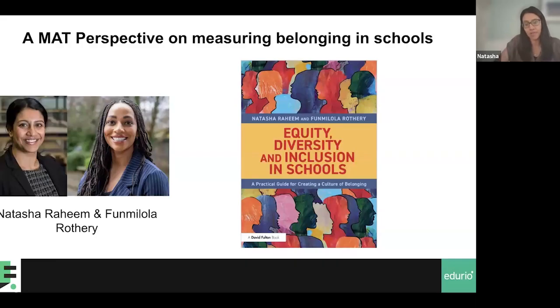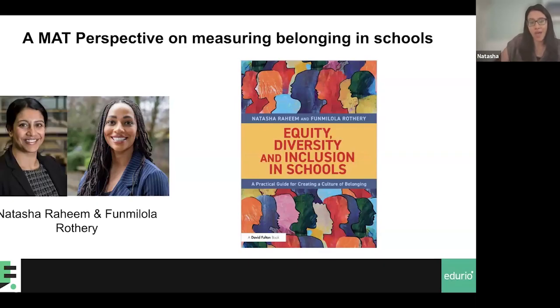So in our book, one of the chapters focuses on developing a whole school strategy for ED&I. And at the root of that, I suppose the first step is to measure belonging. Hannah's already touched on this, but belonging is overused in the sector, and there's not always a shared understanding of what it actually means.